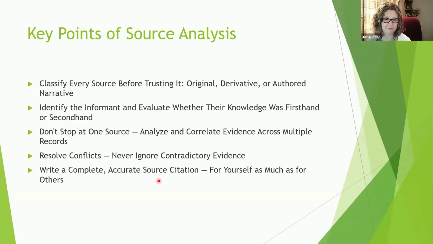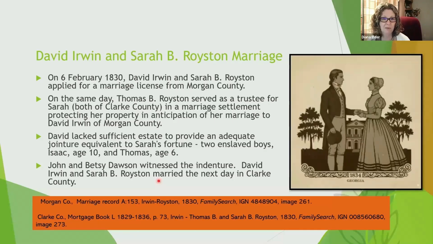We will start with one, which is, well, actually, this is discussing a couple of different things, and I'll show you the image in just a minute. But we have a marriage between a David Irwin and a Sarah B. Royston. So on 6 February 1830, this couple applied for a marriage license from Morgan County. And on the very same day, we have Thomas B. Royston. Notice the similar surname. And he is serving as a trustee for Sarah, and they are both of Clark County.